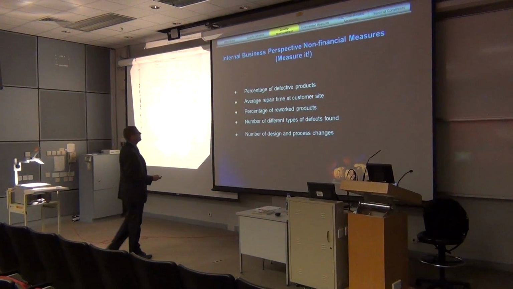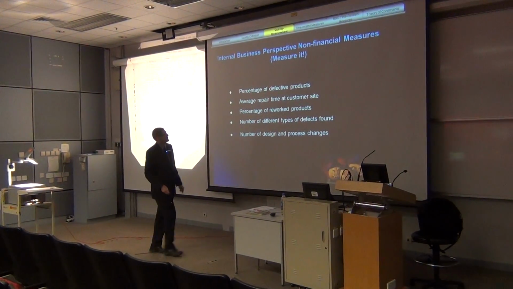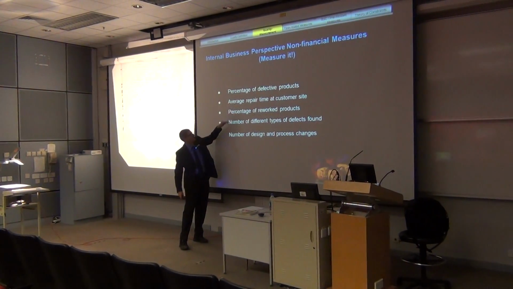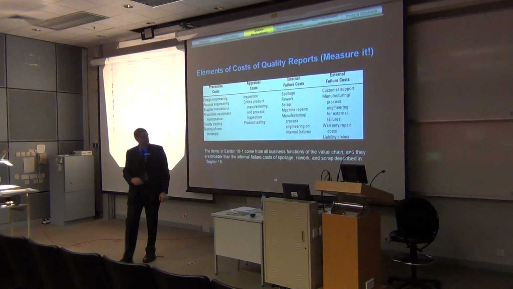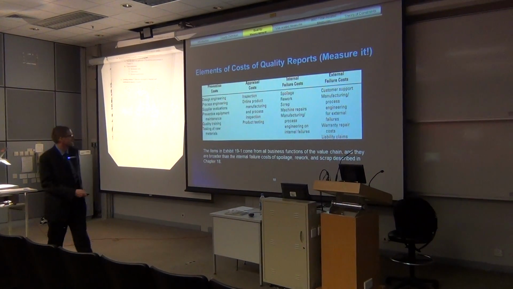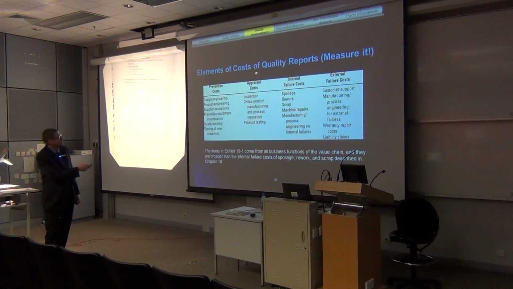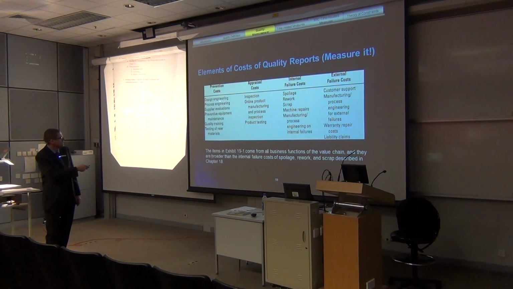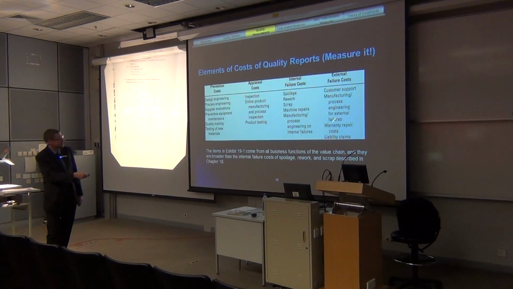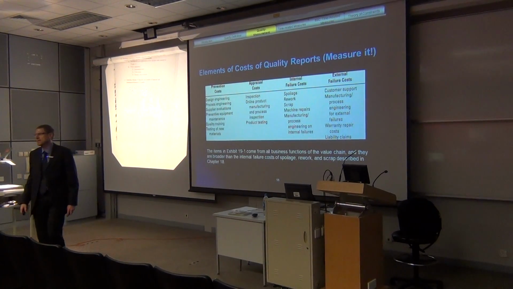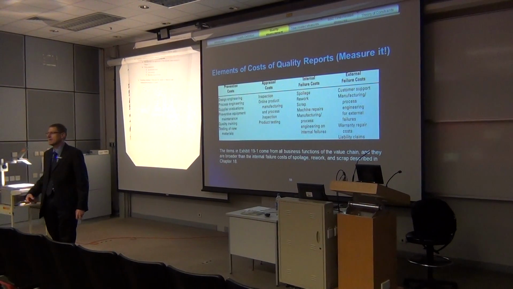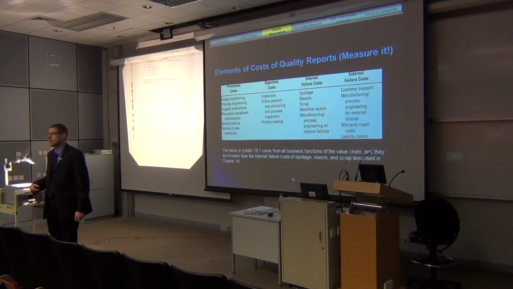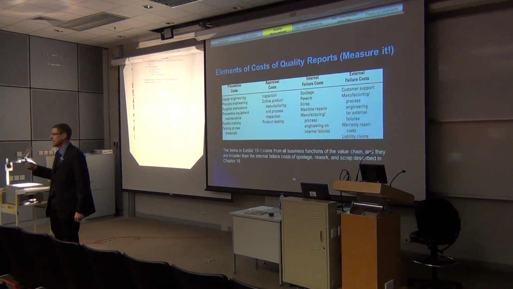All right, so what about the internal business perspective? Percentage of defective products, average repair time, percentage of rework products, number of different types of defects found. So there are a lot of issues here. And we can actually have that measurement, elements of cost of quality reports. We can have measures under each of those areas. We can have measures that give us feedback about how we're going, and not just have a final report that's too late. We can have measures that actually give us feedback during the process.